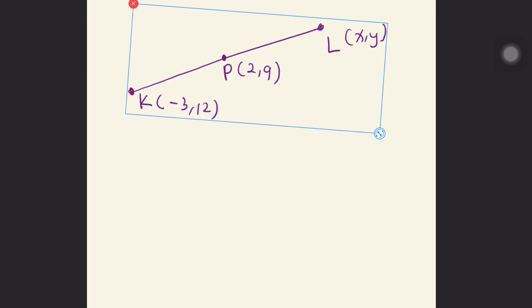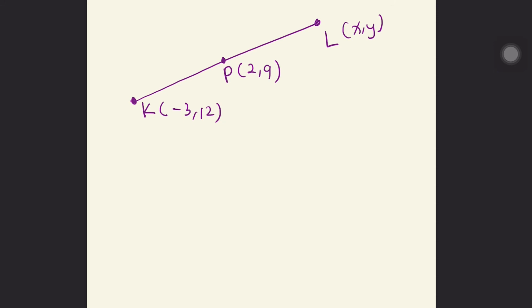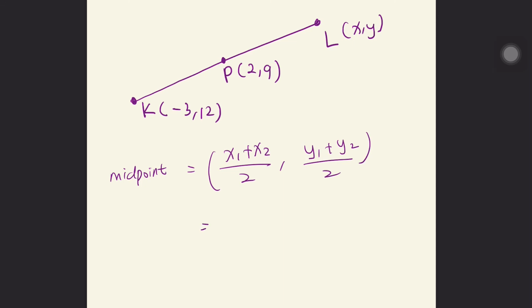Okay, so kita ada ni. Tadi kita ada rumus apa? Midpoint is equals to x1 plus x2 over 2, y1 plus y2 over 2. Okay, so kita labelkan. So this is x1 y1, this is x2 y2, and this is our midpoint.